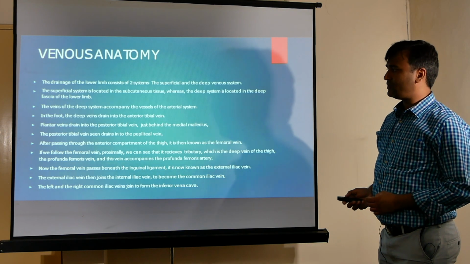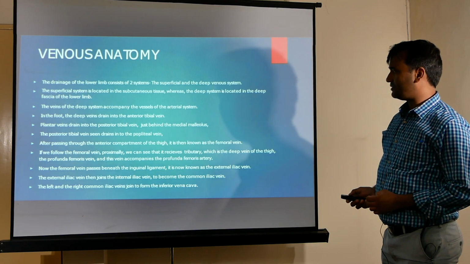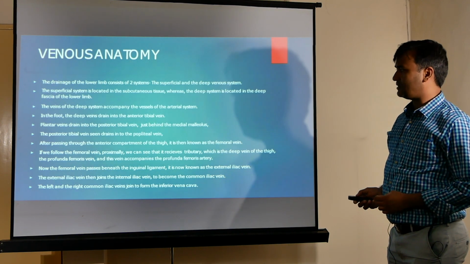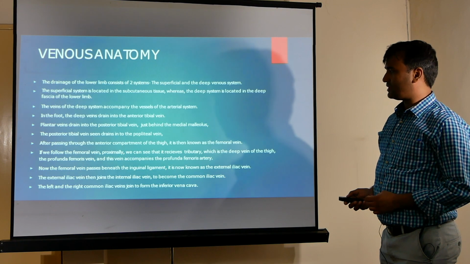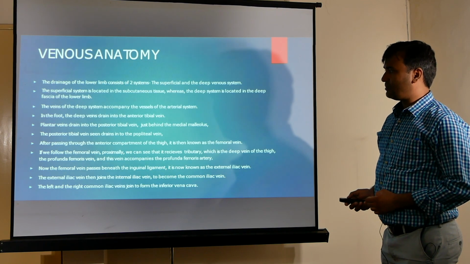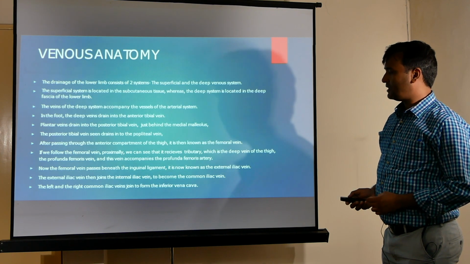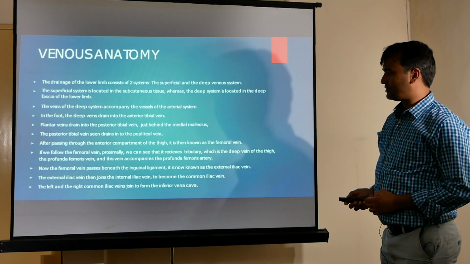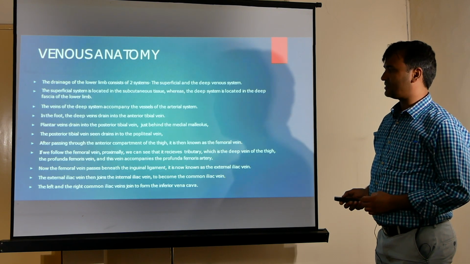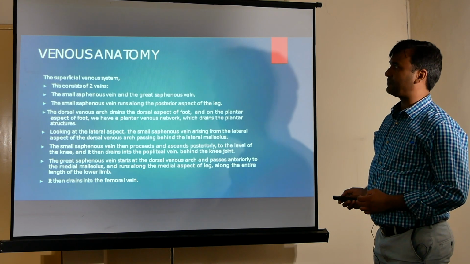If we follow the femoral vein proximally, we can see it receives a tributary, which is the deep vein of the thigh, the profunda femoris vein, and this vein accompanies the profunda femoris artery. Now the femoral vein passes beneath the inguinal ligament, and this is known as the external iliac vein. Then the external iliac vein joins the internal iliac vein to become the common iliac vein, and the right and left common iliac veins join to form the inferior vena cava.